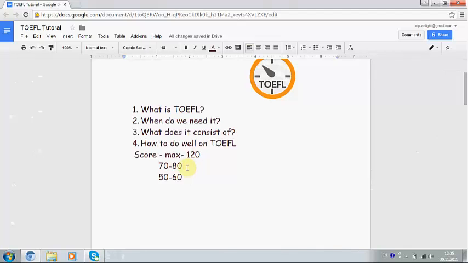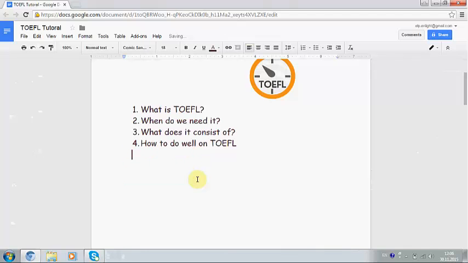So if they want, for example, 60, then it's just great for you and you can get it. If the university requires at least 80, then of course you need to practice more and to succeed in this test. So that's about the score. And every score, when you get the result, tells you what your level is, what your ability is, what your proficiency in English is. Okay, that's about the score.